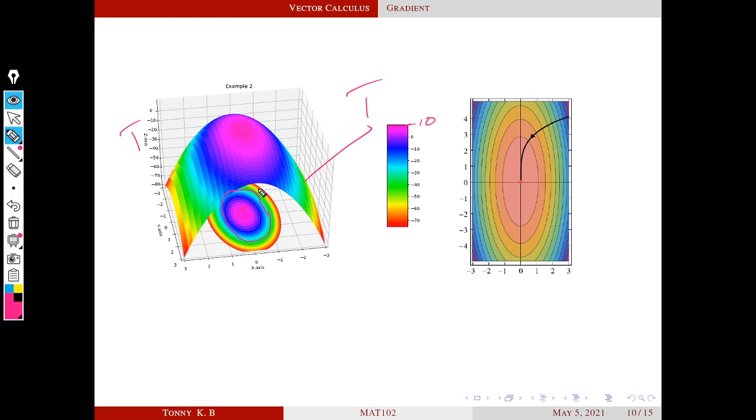Presently our point is at (2, 3). These are x-axis 2 and 3, so (2, 3) is somewhere here. Actually the path is like this one. So it is going in this direction, and finally it reaches the maximum using our gradient method.